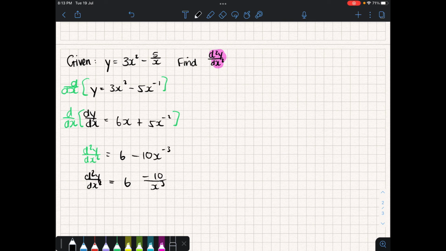And that is as difficult as it is to calculate the second derivative. So we are quite literally just taking the gradient function and we are differentiating it again to find the second derivative.